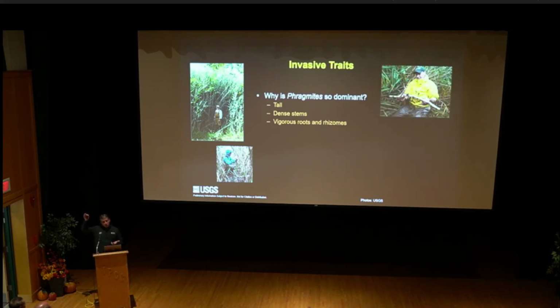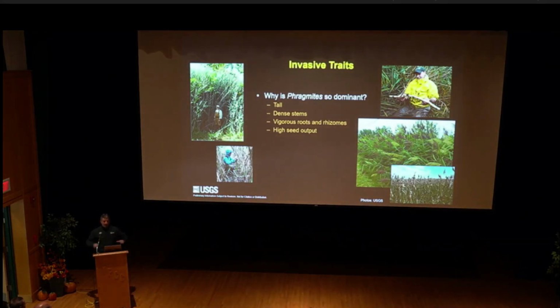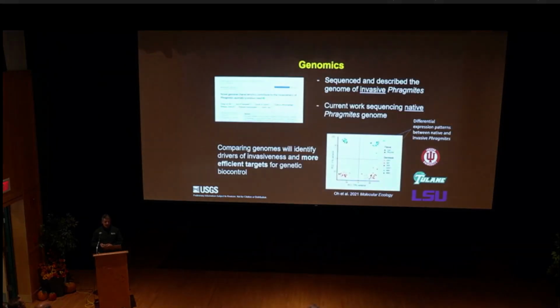So it has this huge growth form, lots of stems, lots of that underground biomass that's creating these big rhizomes that grow throughout the system, and the seed output. Well, each one of these traits, of course, has a genetic basis, as we heard. So the question is, can we shut those off? Can we stop the expression of those traits and make the plant less competitive? So that's really what we've been focused on with this work.